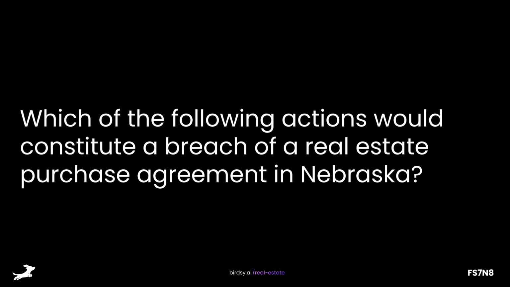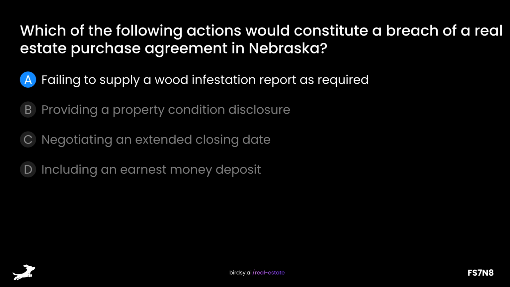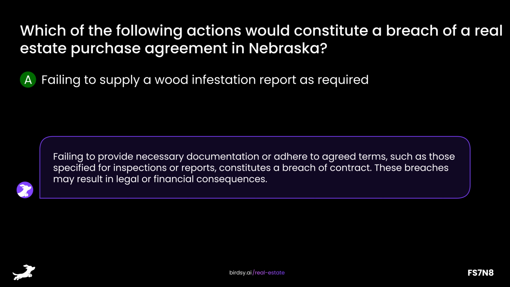Which of the following actions would constitute a breach of a real estate purchase agreement in Nebraska? Is it A, failing to supply a wood infestation report as required? B, providing a property condition disclosure? C, negotiating an extended closing date? Or D, including an earnest money deposit? The answer is A, failing to supply a wood infestation report as required. Failing to provide necessary documentation or adhere to agreed terms, such as those specified for inspections or reports, constitutes a breach of contract. These breaches may result in legal or financial consequences.